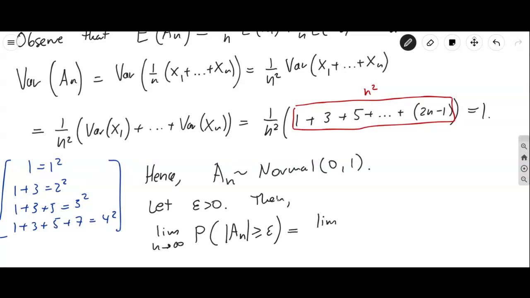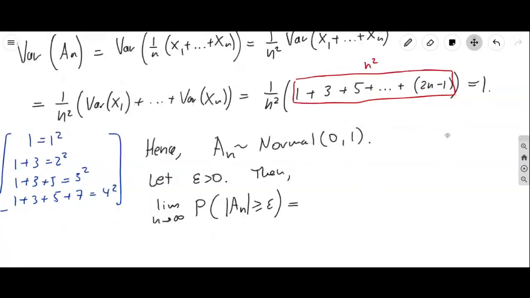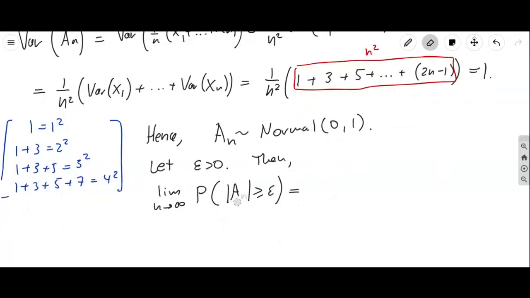Let's just say this. So this follows the normal 0, 1. This is just the limit as n goes to infinity. How do you calculate the probability that a random variable falls within that interval? So this is just going to be the interval from epsilon to infinity. I'll write it like this.